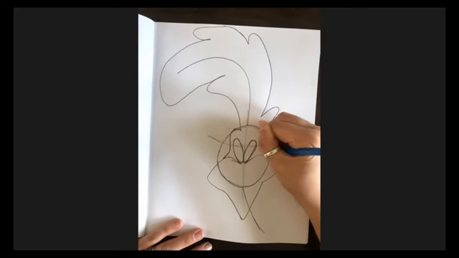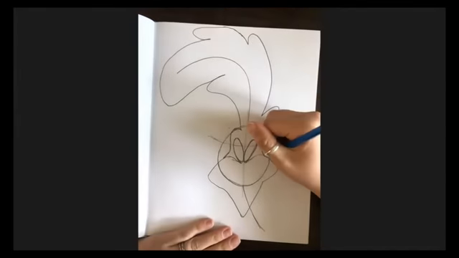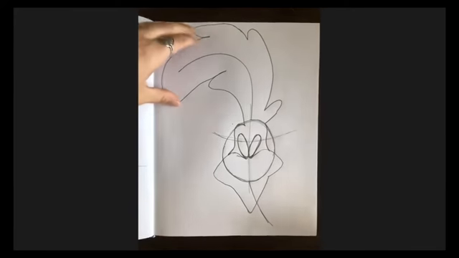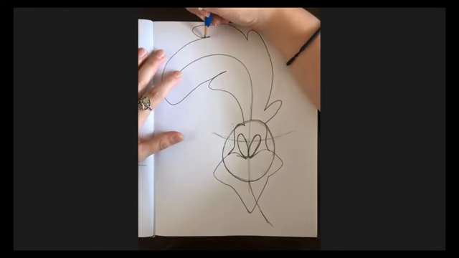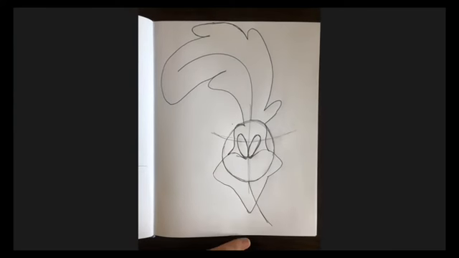It looks a little evil right now. If anyone's noticed, it's a little creepy without pupils. Okay, so these feathers, again, these are emphasized on the Roadrunner. So make sure you draw them nice and big.